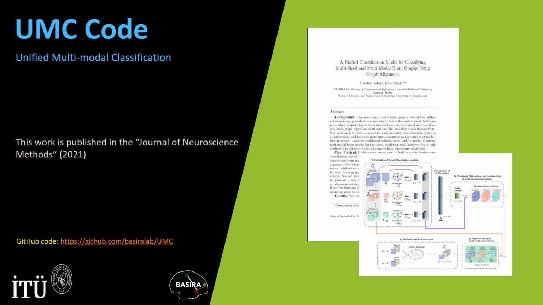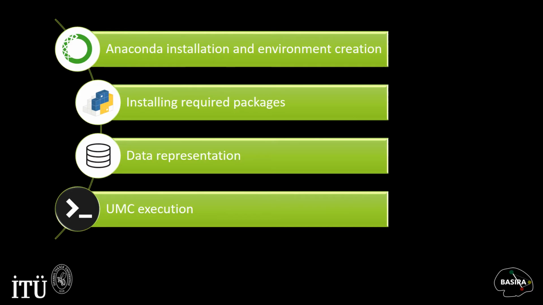Hello everyone. In this video I will show you how to use UMC code to classify multimodal graphs using graph alignment. This work is published in the Journal of Neuroscience Methods. First of all, we will install Anaconda platform, create a Conda environment, and install required Python packages. Then we will go over the representation of the input data that the model expects. Finally, you will see in the demo how to run our UMC code.